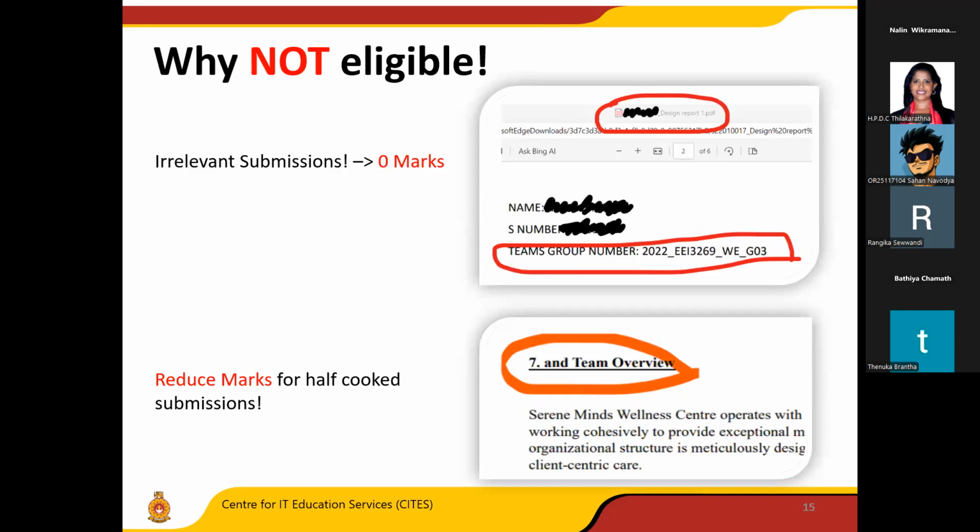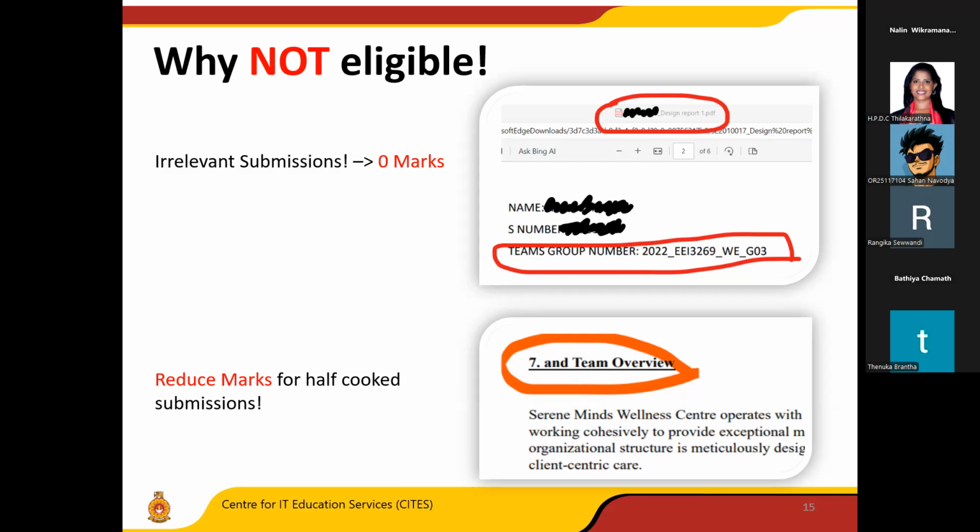The next one is the irrelevant submission. Before submitting the assignment, carefully read the instructions and double check your document. If you realize that you have submitted the wrong file or irrelevant content, please inform me immediately. If you notify us early, we may be able to make adjustments without giving 0 marks. However, once the marks are finalized and released, no change can be made. In that case, the mark will remain 0.